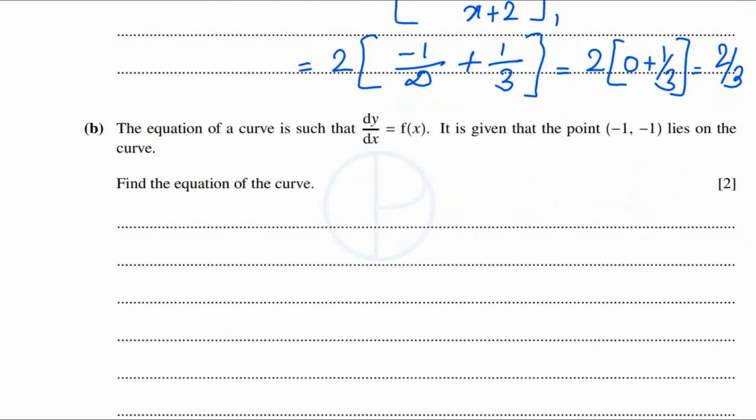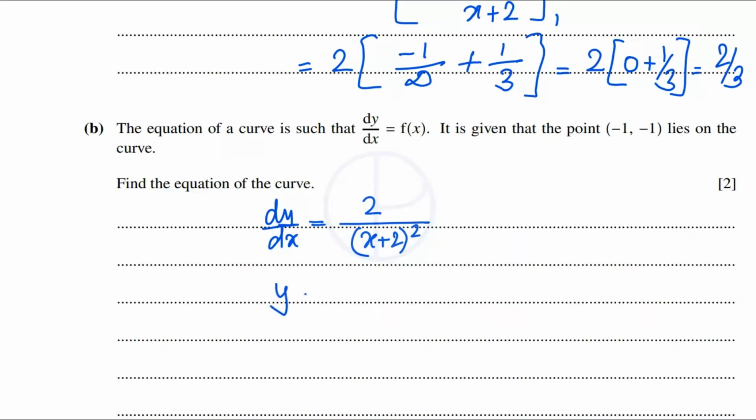The next part of the question is, the equation of the curve is such that dy by dx equals f of x. It is given that the point negative 1 comma negative 1 lies on the curve. Find the equation of the curve. So to find the equation of the curve, we need to integrate dy by dx. So dy by dx equals 2 divided by (x plus 2) the whole squared.